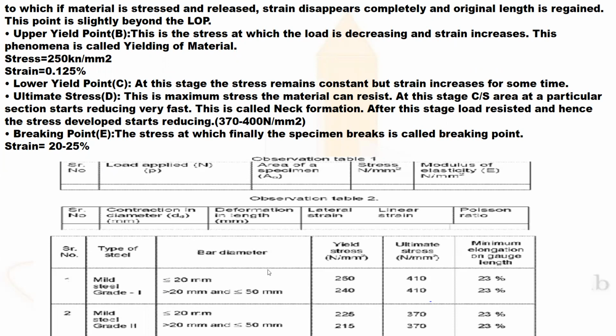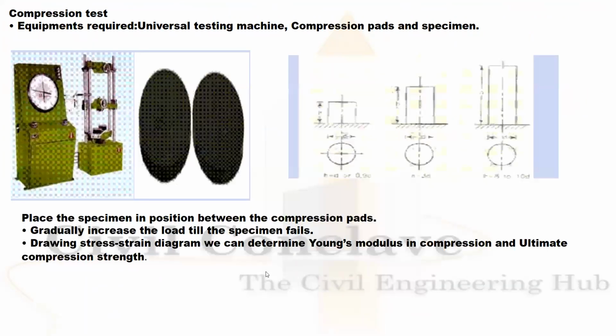See here, I have given the observation table. For mild steel bar diameter less than or equal to 20 mm, yield stress 250, ultimate strength 410, minimum elongation is 23%. Okay, like this, you have to verify this table.